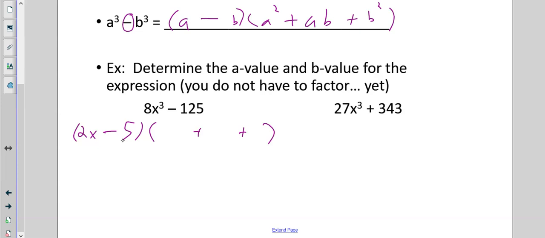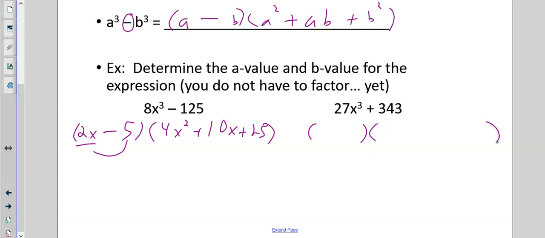Now you're going to square the first term. So that means 2x times 2x, which is 4x squared. You're going to square the last term. Why is it always positive? Because that number squared will always be positive. And then you multiply these two, a and b. So 5 times 2x is 10x. Don't worry about thinking, oh, well, it should be negative. No, it's same, opposite, always positive. Right?